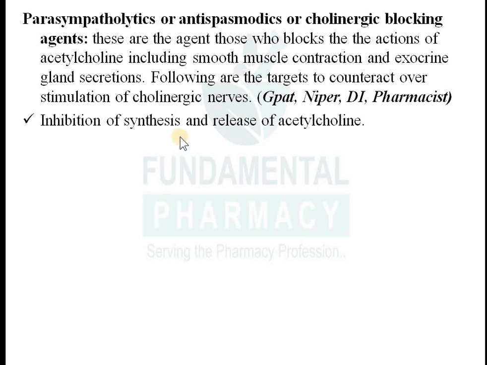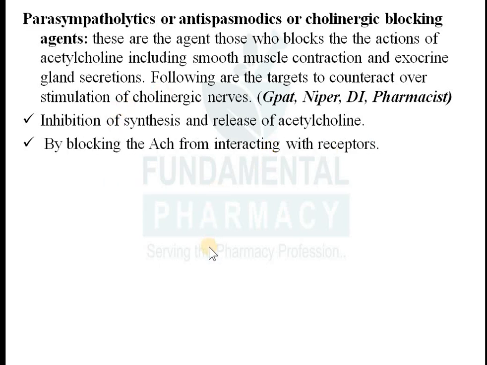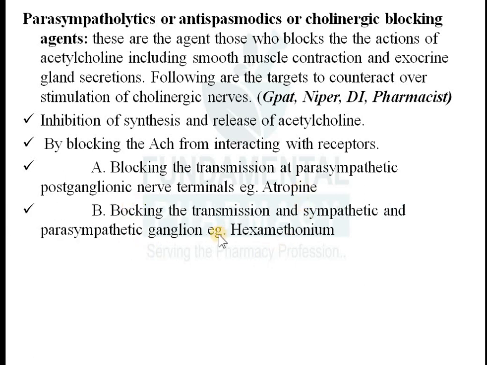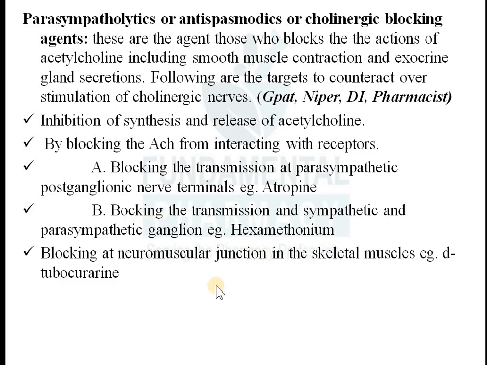You can inhibit the synthesis and release of acetylcholine. Then by interacting with the receptor, you can block the acetylcholine molecule from interacting with the receptor, which means receptor block. Blocking of transmission at a parasympathetic postganglionic nerve by using atropine, that is a muscarinic blocker. Blocking of transmission at sympathetic and parasympathetic ganglia, that is used as a ganglionic blocker. Then blocking at the neuromuscular junction in the skeletal muscle.